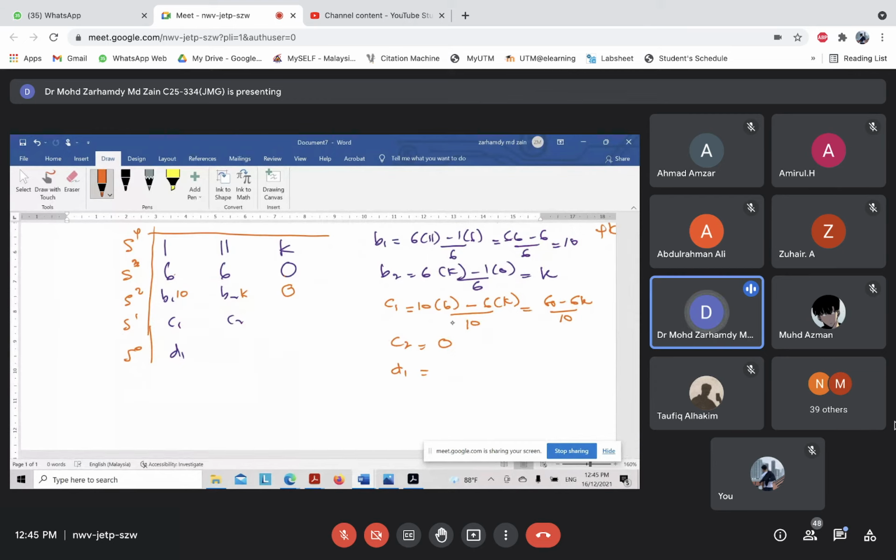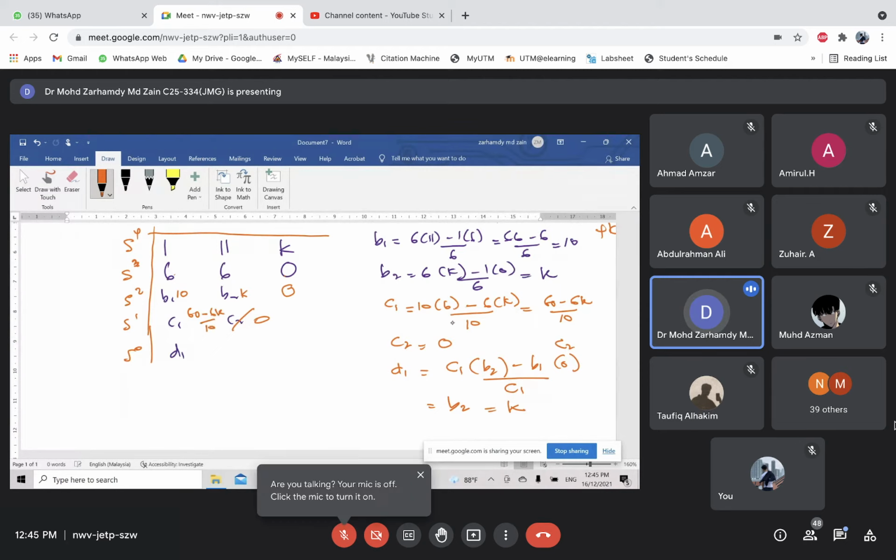Now we are looking for D1. D1 uses C1: C1 multiplied by B2 minus B1 multiplied by C2, over C1. C2 is 0, so we only have B2, where B2 is K. So D1 is K, and C1 is 60 minus 6K over 10.